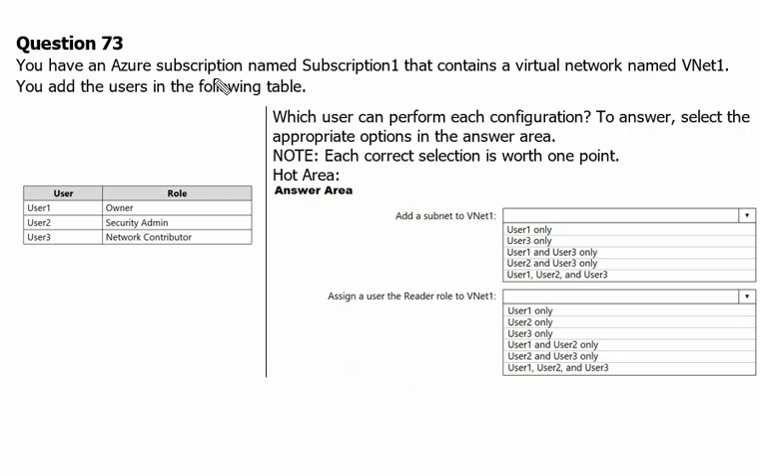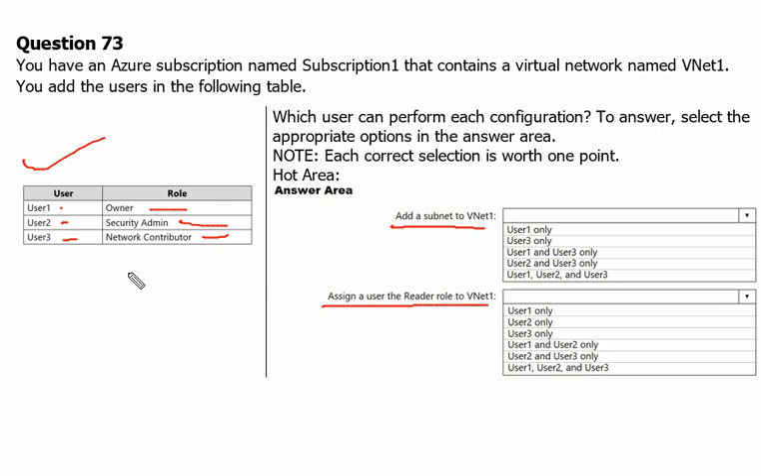You have an Azure subscription named subscription 1 that contains a virtual network named vnet1. You add the users in the following table. So this is the table. We have user 1 having owner role, user 2 having security admin role, and user 3 having network contributor role. And we need to answer which user can add the subnet to vnet1, and which user can assign a user the reader role to vnet1.